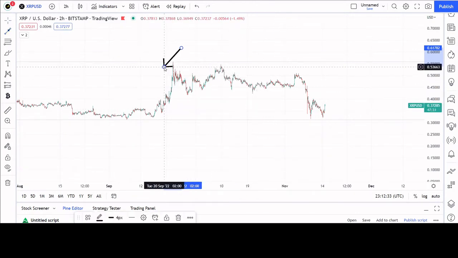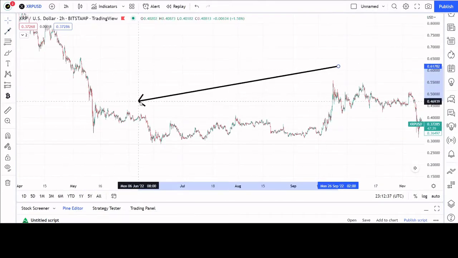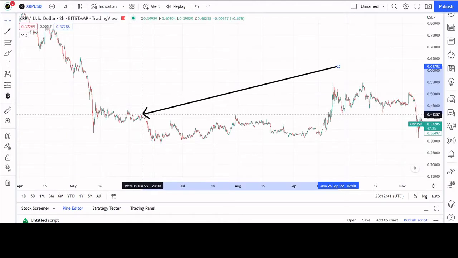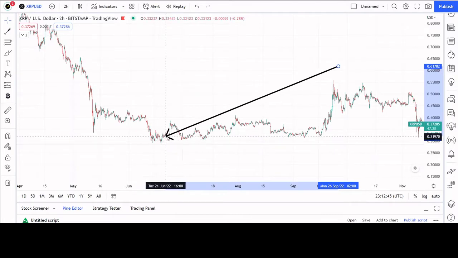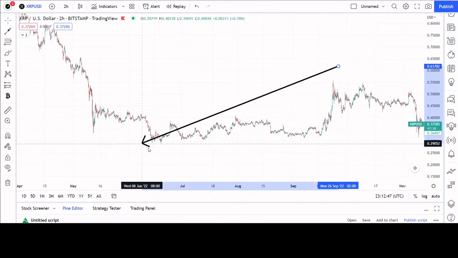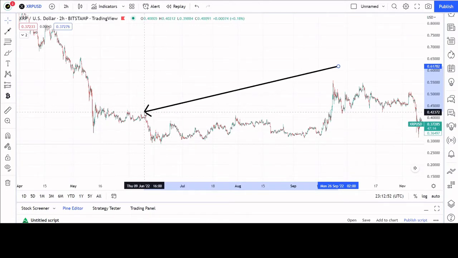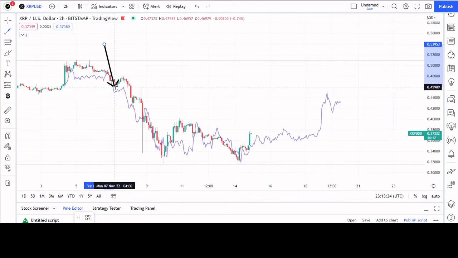So let's zoom out here. By the way, this is on a 2-hour candle, if I didn't mention that before. Over here in June, if you take this fractal, this decline right here, this bounce here, and this whole section that took place in June, and copy and paste it onto what is currently taking place today, it would look something like this.